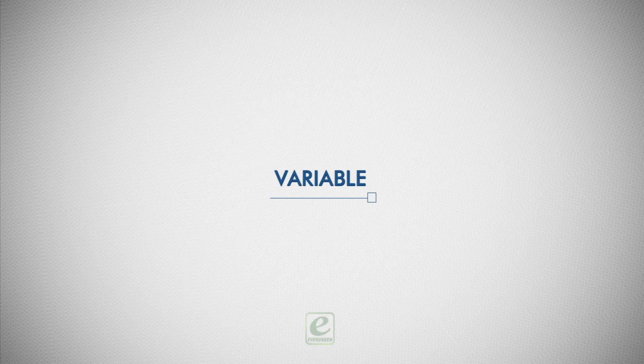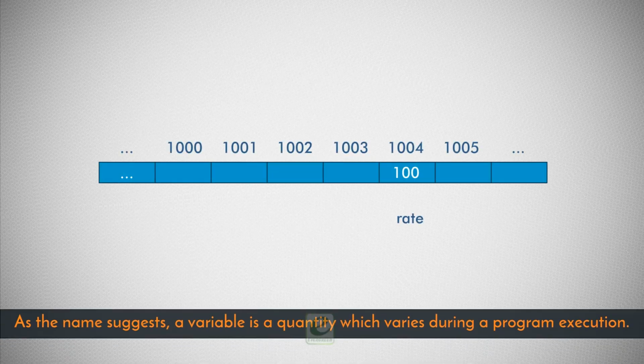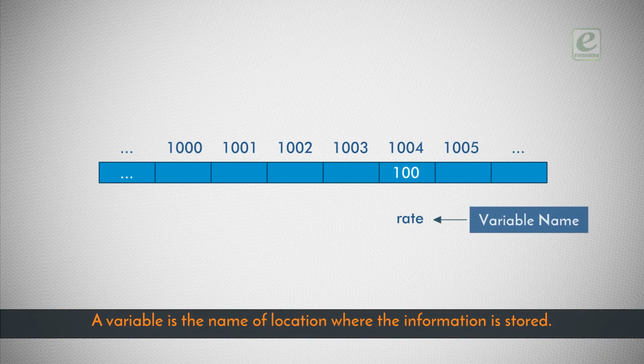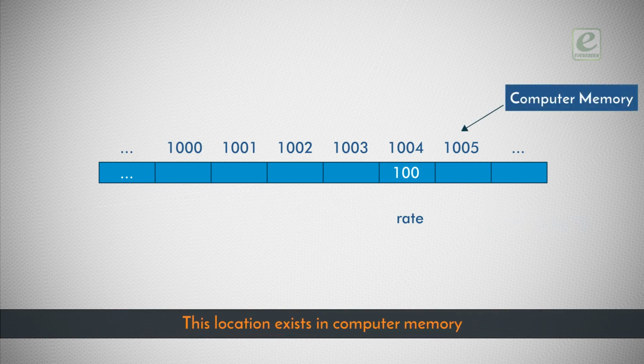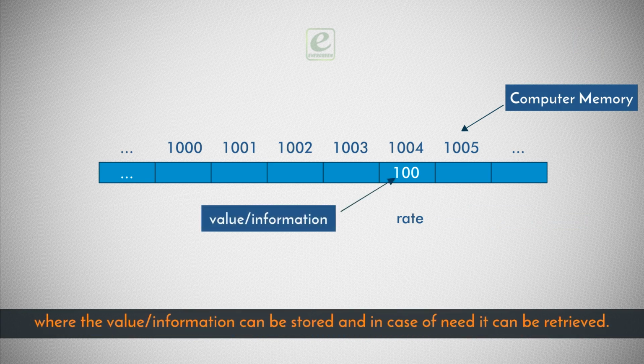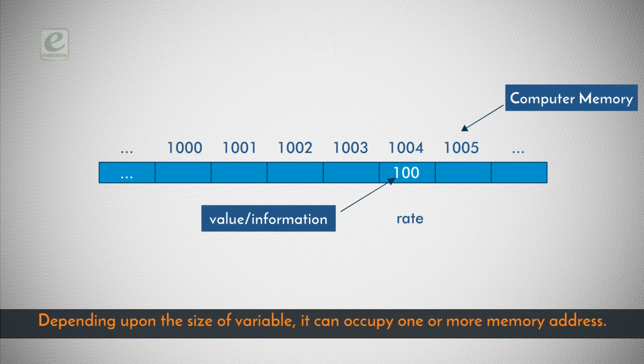Variable. As the name suggests, a variable is a quantity which varies during program execution. A variable is the name of a location where the information is stored. This location exists in the computer memory where the value or information can be stored, and in case of need, it can be retrieved. Depending upon the size of the variable, it can occupy one or more memory addresses.